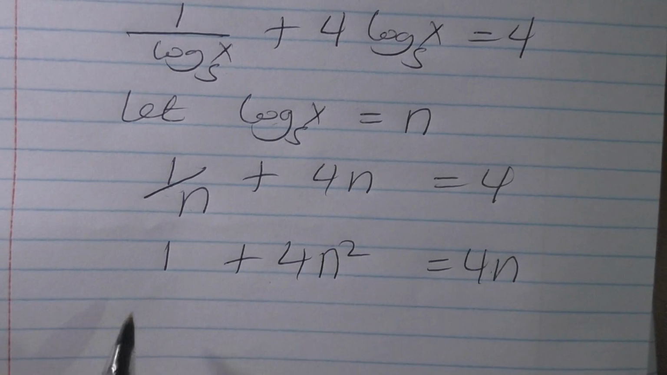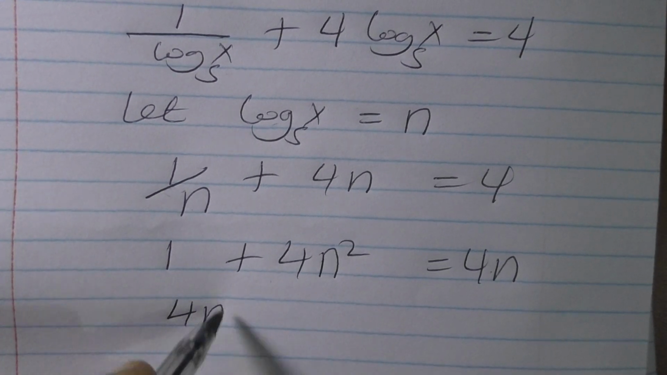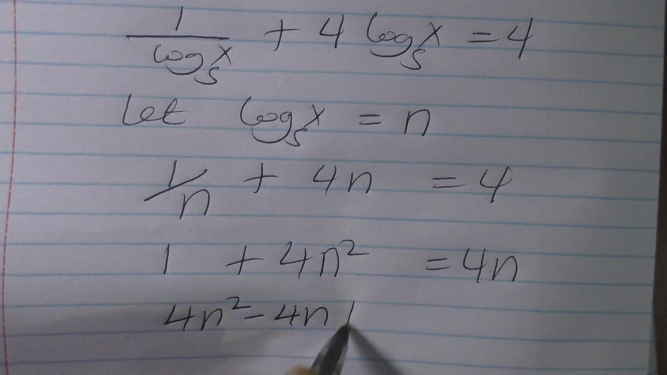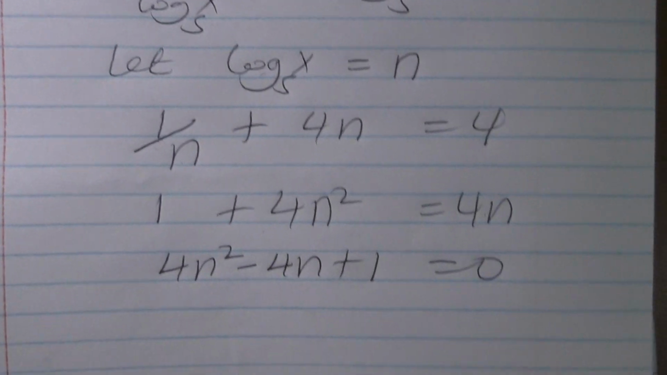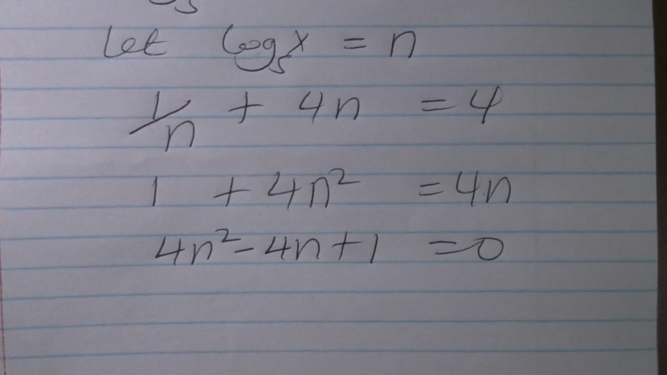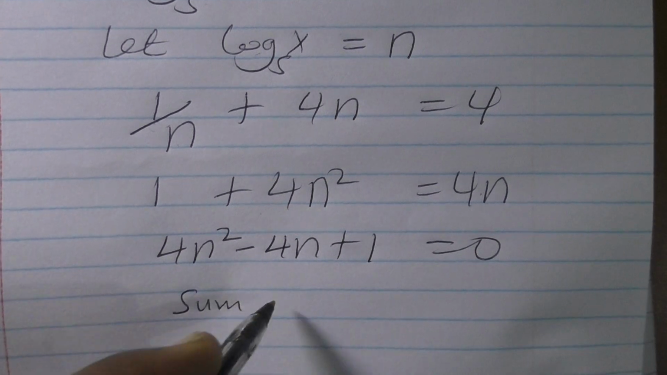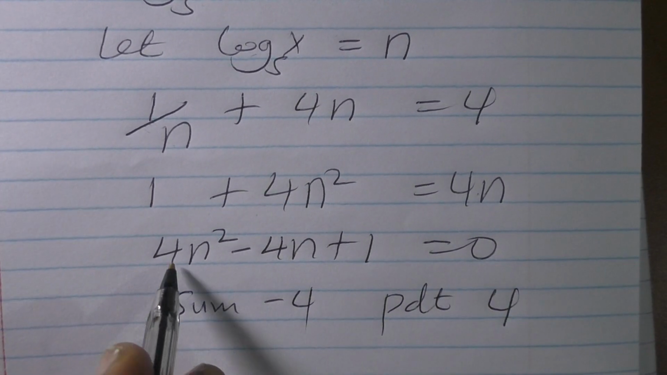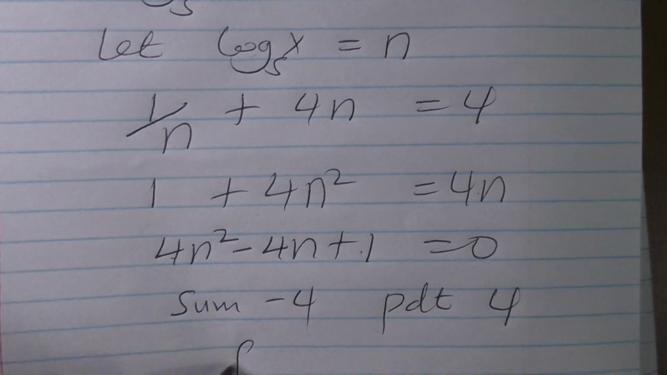We take this one to the other side, and we create a quadratic equation: 4n squared minus 4n plus 1 equaling 0. This is a quadratic equation which we can solve. The sum will be negative 4, and the product will be 4 since we are multiplying this and this. The factors.